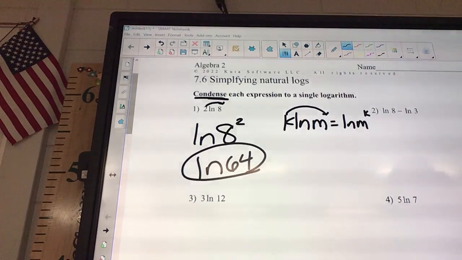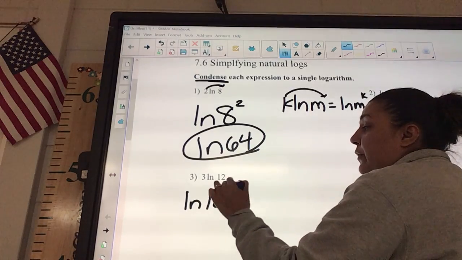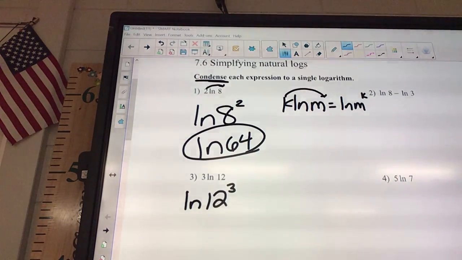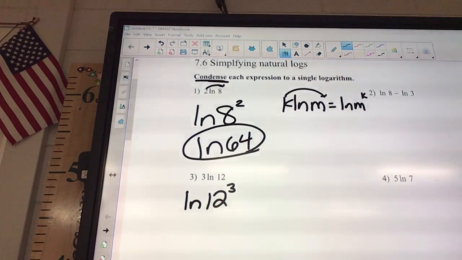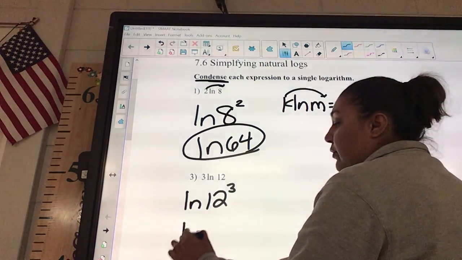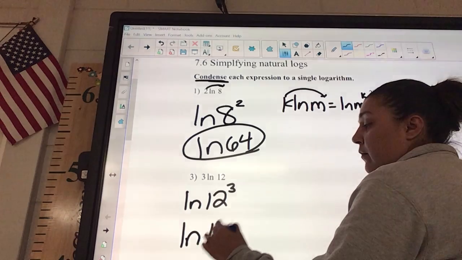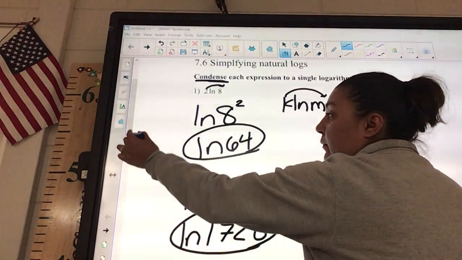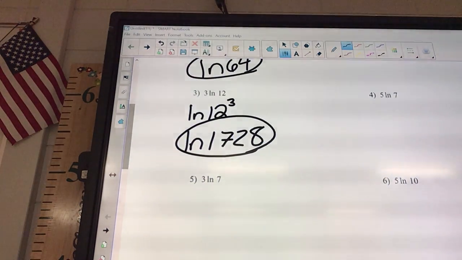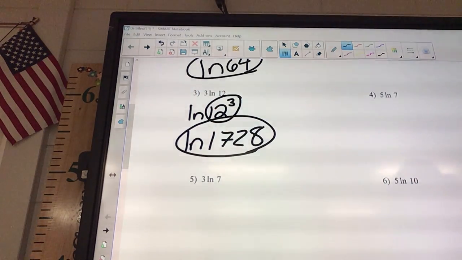Okay, so where's the 3 go? On top of the 12. So it's going to be natural log of 12 to the third. What is 12 to the third? No, type it in your calculator. I don't even know it. So 1,728. So it's going to be natural log of what? I think you said 720. Okay. When you type that in a calculator, this is the only part that you can type in though. And that's where we got that 728.